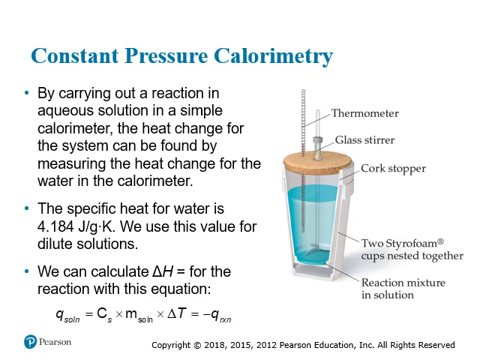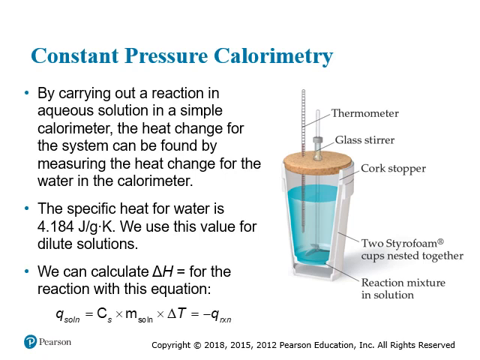The heat change by the system can be found essentially by measuring the heat change for the water in the calorimeter. In this instance, we're going to treat the water as the surroundings, but what's happening inside the water is the system. It's very important that we understand the difference between the system and the surroundings. So when the temperature of the water goes up, that means that energy is being released by the system into the surroundings, which include the water. So by measuring the temperature of the water, we're measuring the temperature of the surroundings.